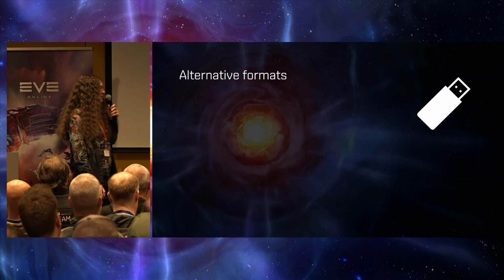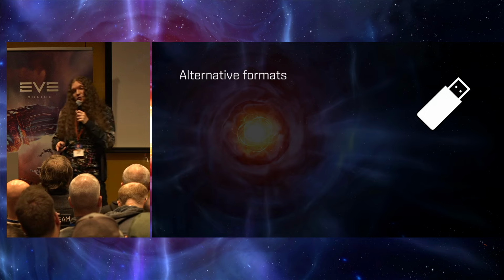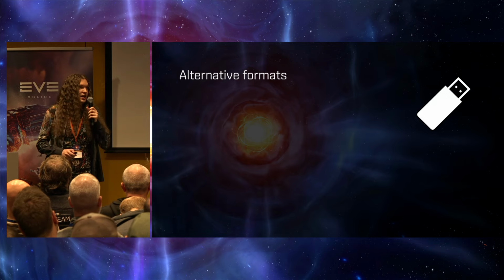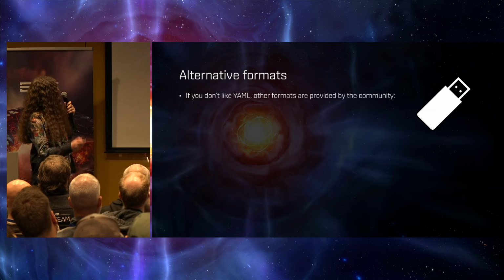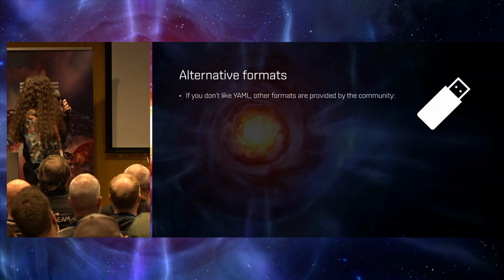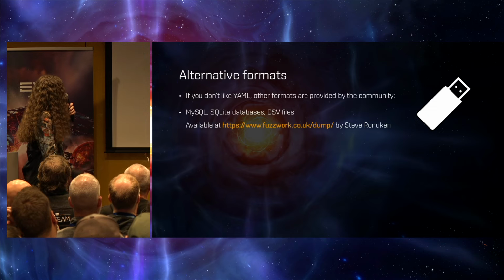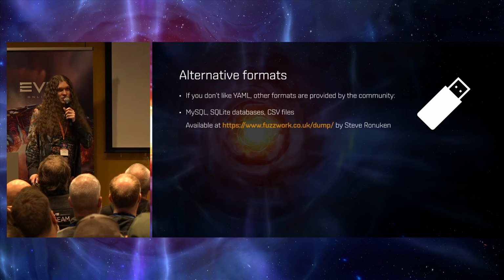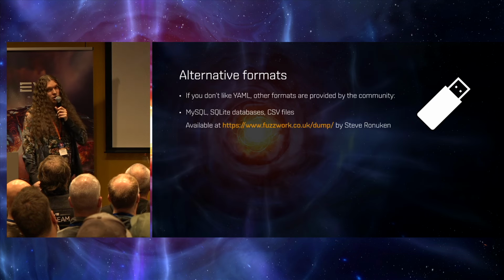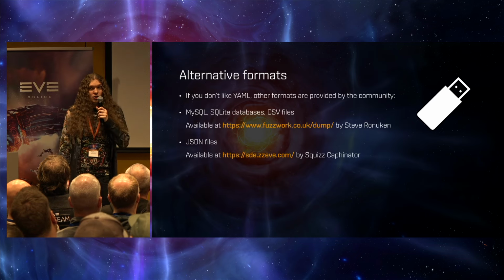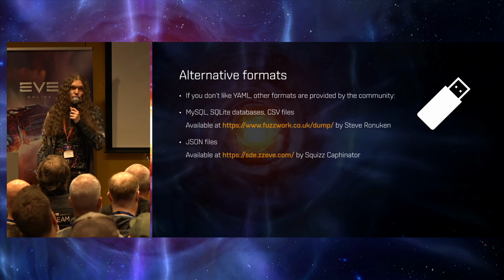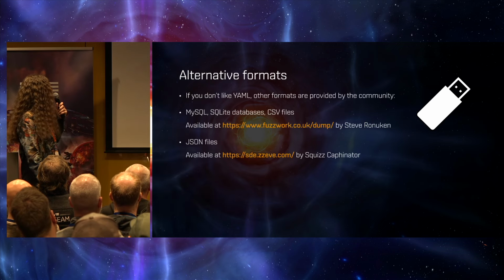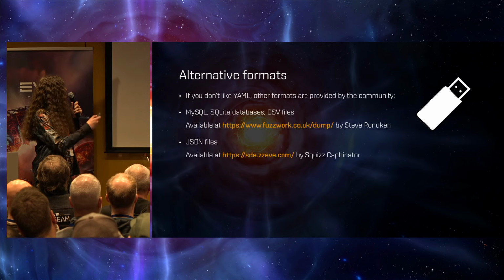So as I said, the SDE takes the form of a lot of text files, and they are in the YAML format, which works for some people, doesn't work for other people. If you prefer other formats, then the EVE community can help you here. So you can get all of the same information as CSV files, or as an SQLite database, or as JSON files. So depending on which format you like or what works best for your use case, you can use one of them.